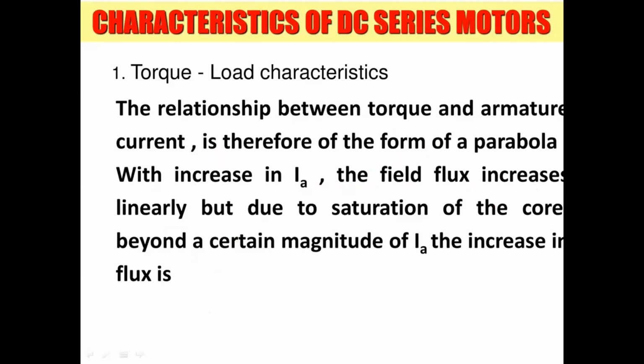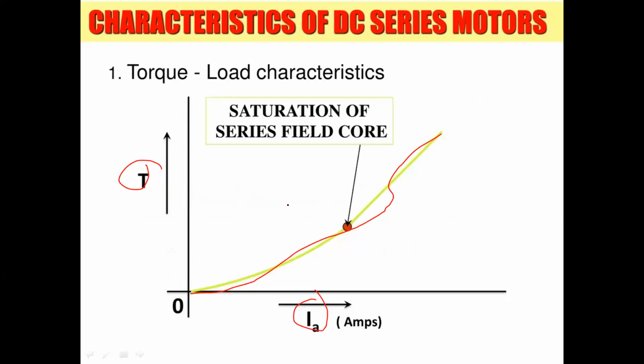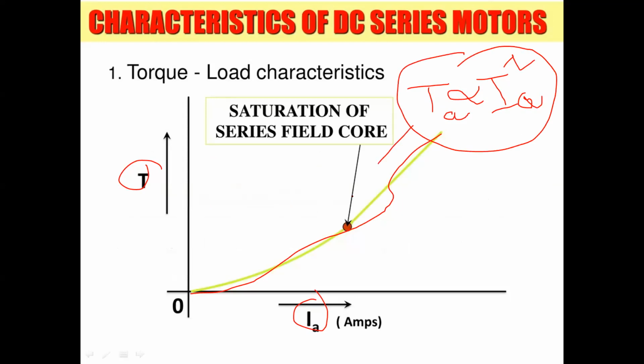The relationship between torque and armature current in a series motor varies like this. The curve is nothing but a parabola. That means torque is proportional to Ia square. This is not linearly varied. It is a second-order equation. The curve is a parabola, not linear.